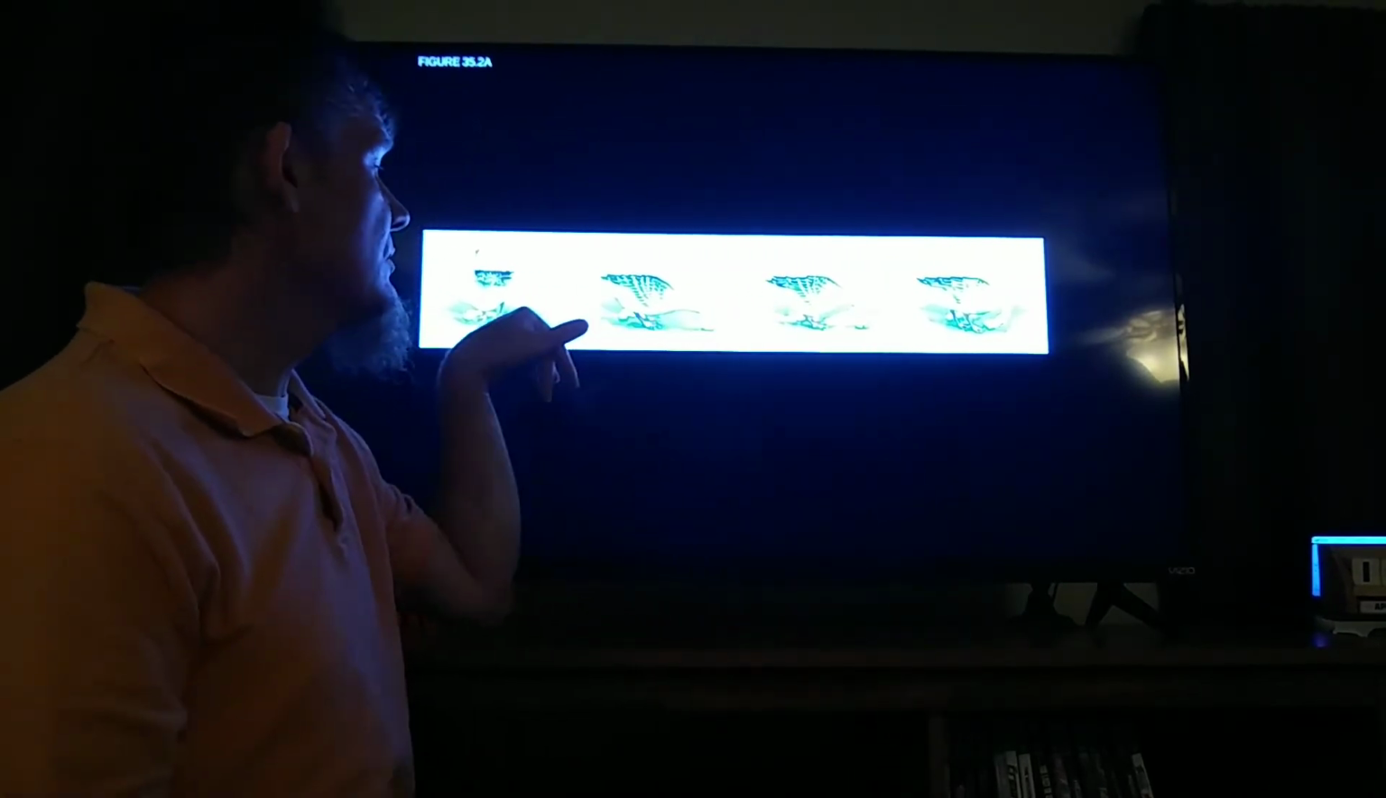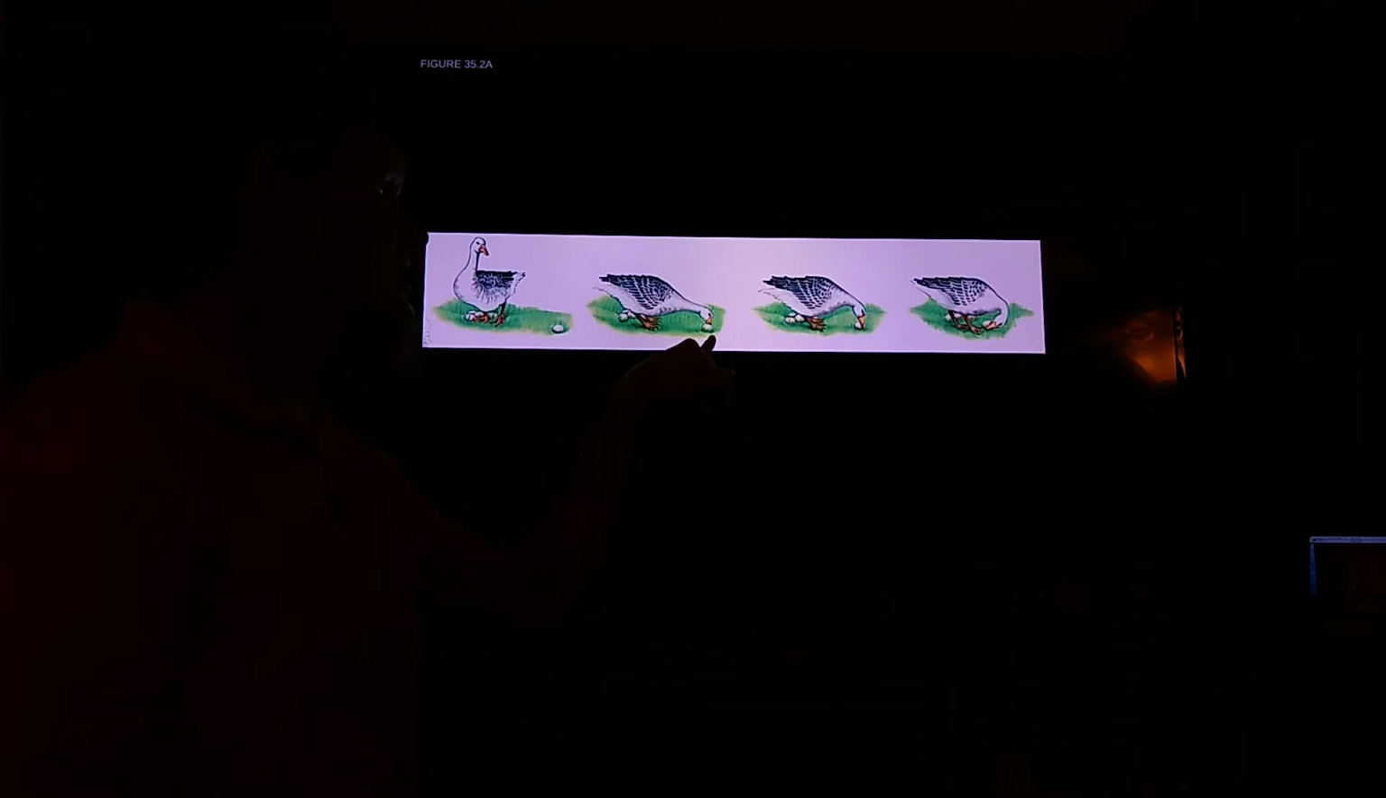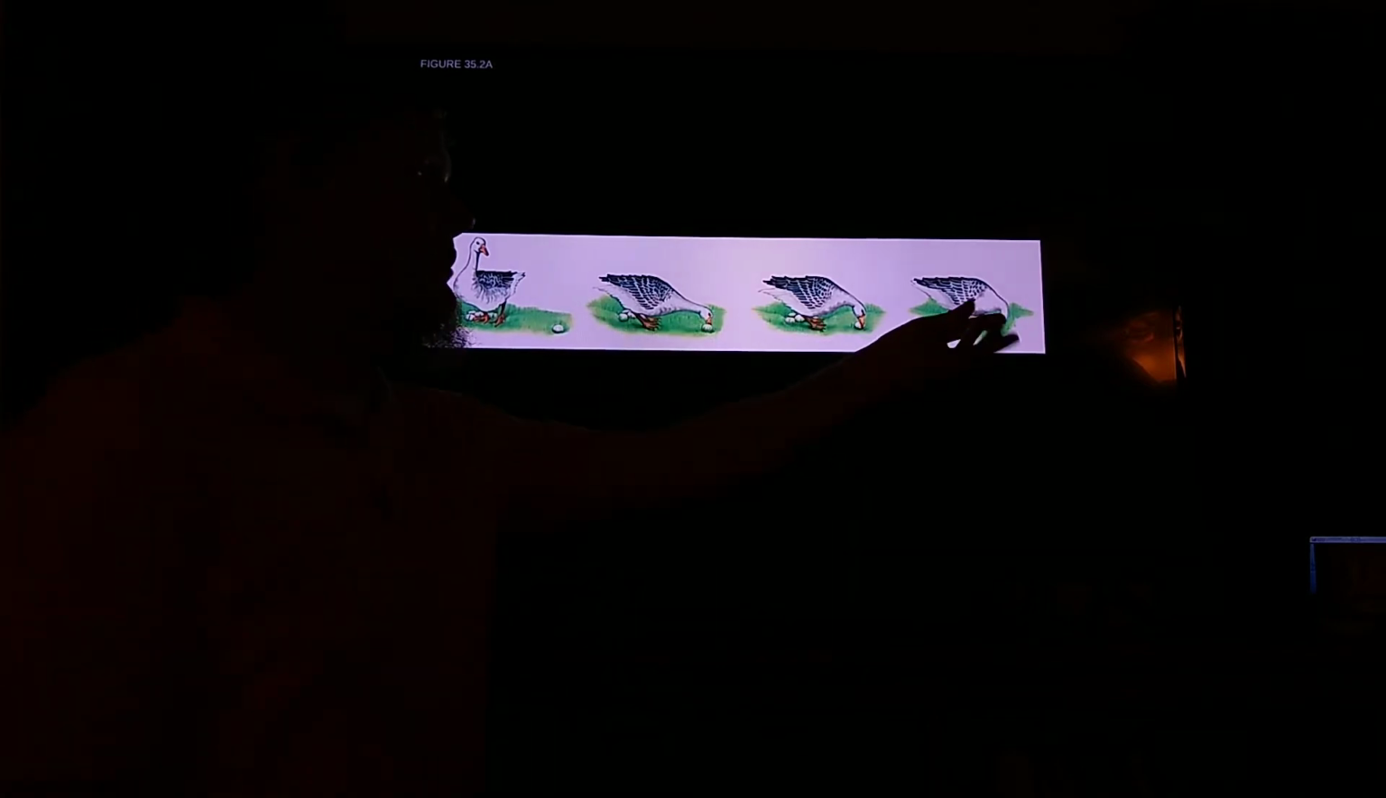Nest parasitism. Here we see the goose egg retrieval. Mom sees an egg outside of the nest. She's going to do this zigzag pattern where she brings the egg back in. If you reach in and snatch the egg out, she will complete the motion.